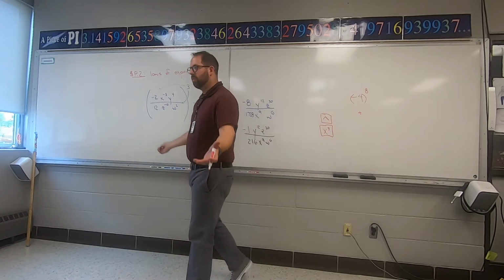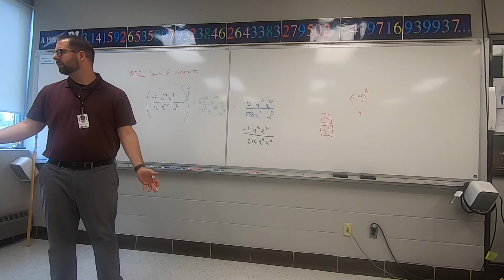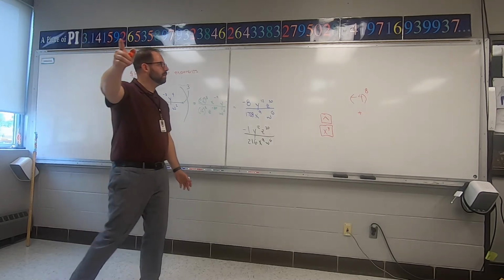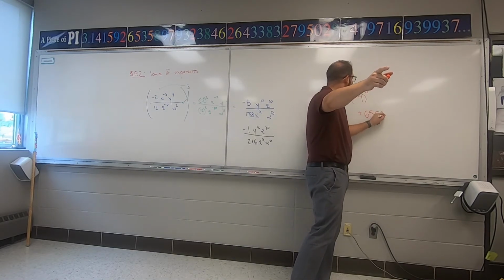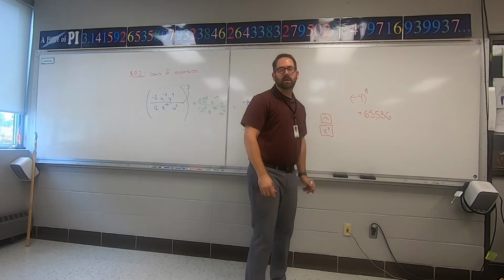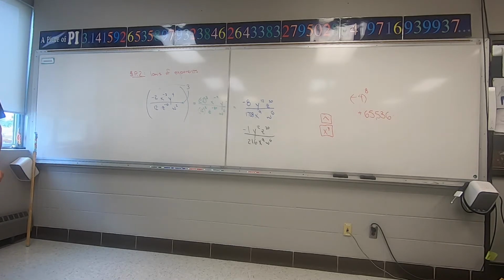16 times 16, 256? 65,536. Oh, wait, we're going to the 8th power. Did I write that right? Wow, that is a huge number. I forgot it was 8. I was doing it to the 4. Oh, that's a big number.